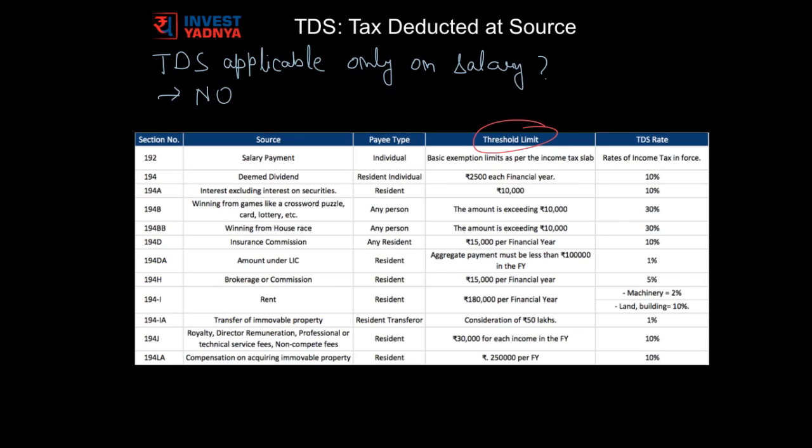Threshold limit is the level of payment only after which TDS will be deducted from future income or payments. TDS is deducted as a percentage of overall payment and may range from 1% to as high as 30% of the actual payable amount. If you pay attention to this table, TDS rate on salary is based on our tax slab. TDS rate on interest by instruments such as fixed deposits and savings account is 10%. Lottery winning or winning from horse race is 30%. Brokerage and commission TDS is 5%. And TDS on rent of plant and machinery is 2%, and land or building is 10%.